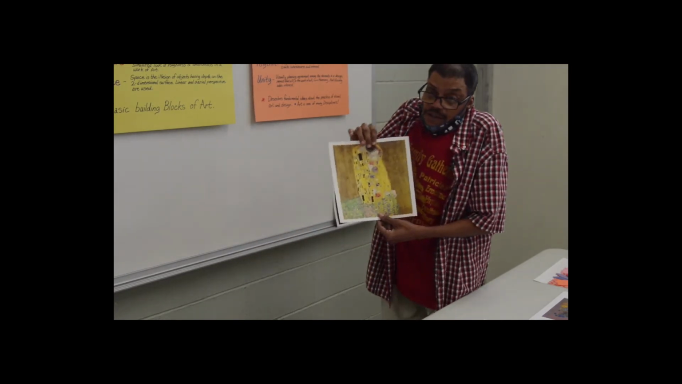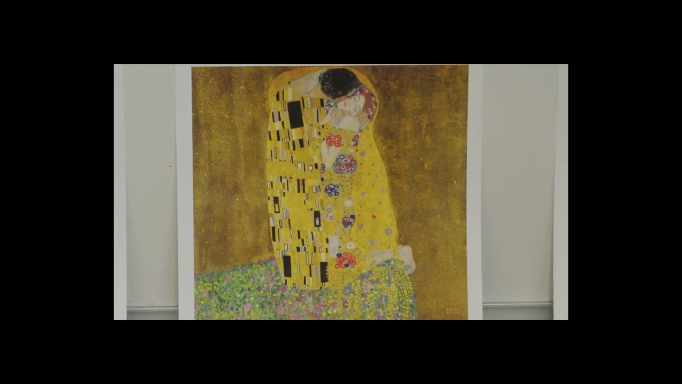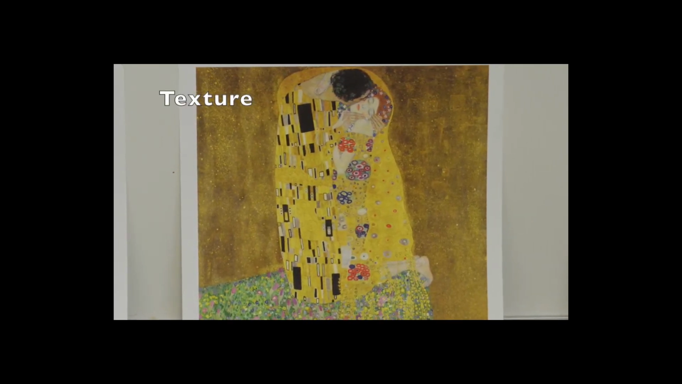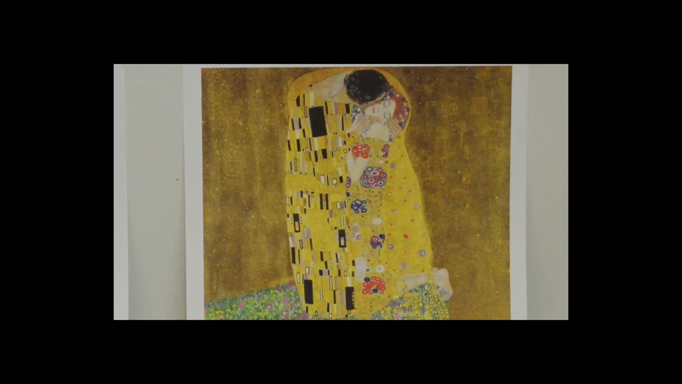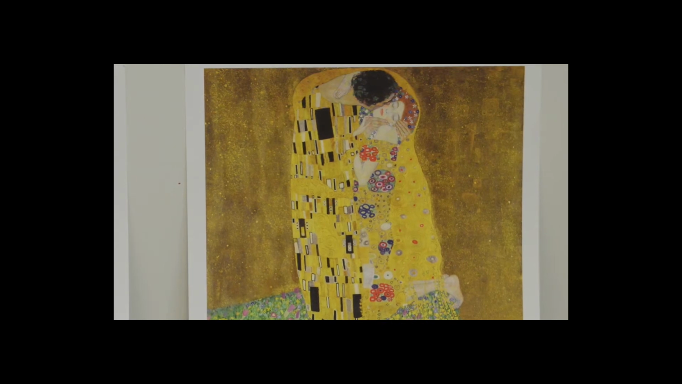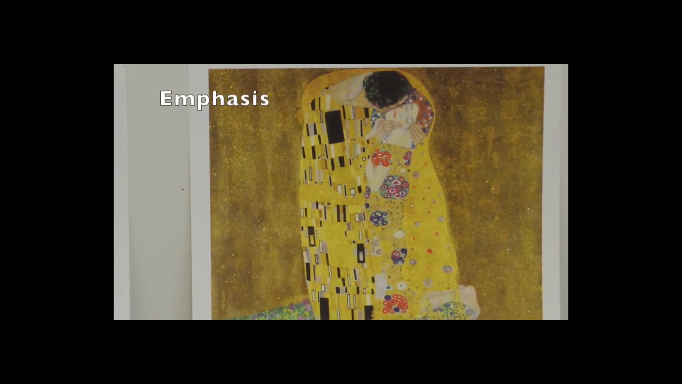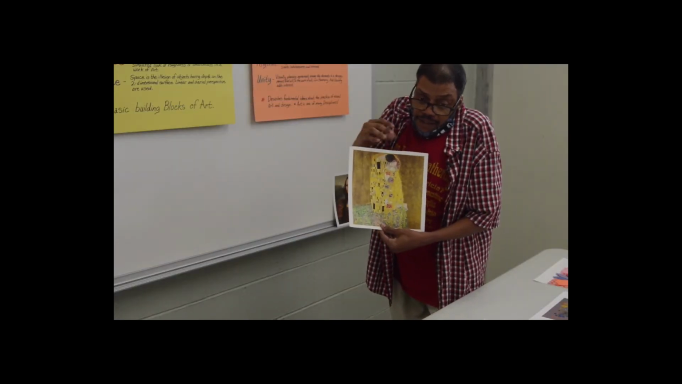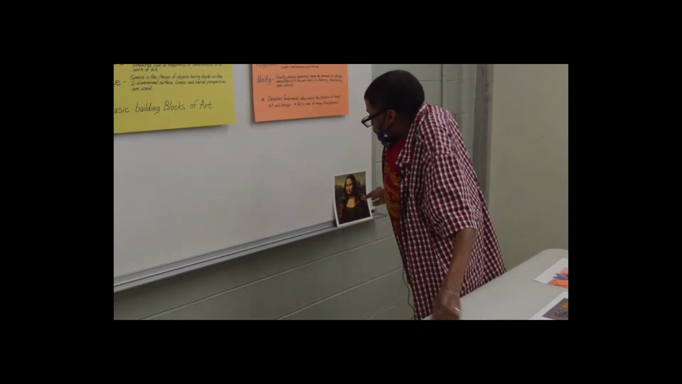Gustav Klimt, this is a famous painting called The Kiss. And I think it has a lot to do with the texture that makes you really pay attention to this piece. But there's the two figures that are kissing up here. And I think the word that really describes this piece would be emphasis. Because there is a focal point in this painting that brings you to the two figures that are kissing.